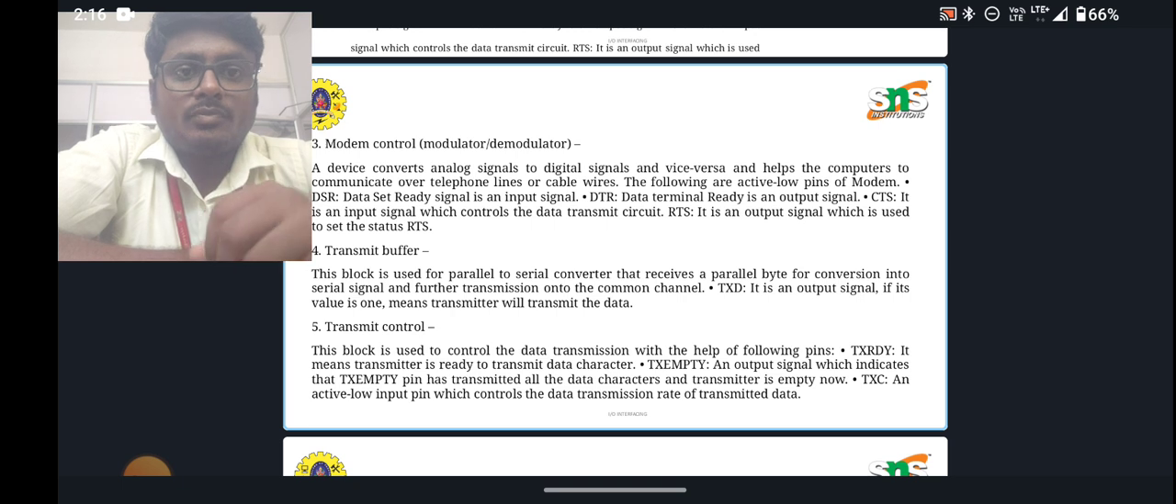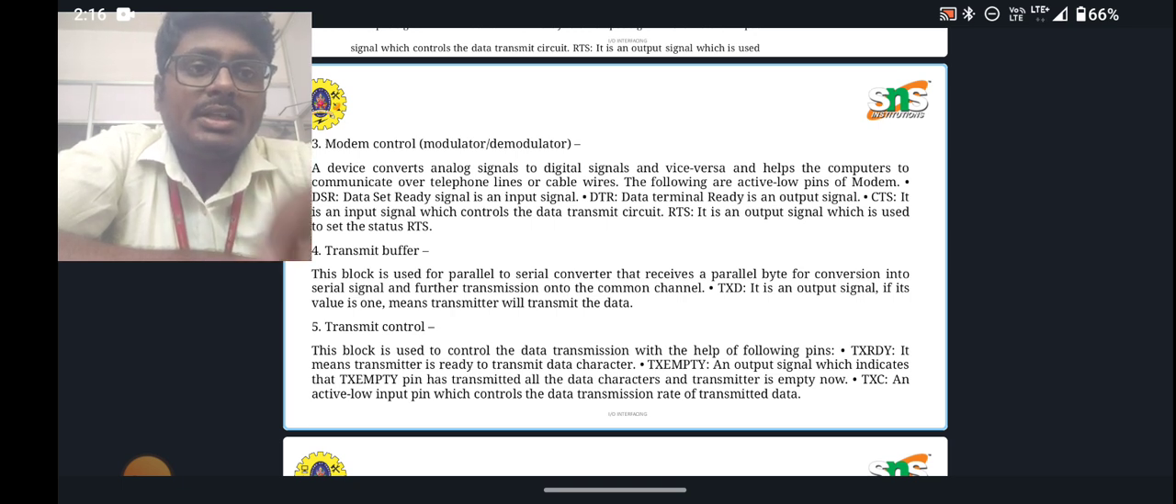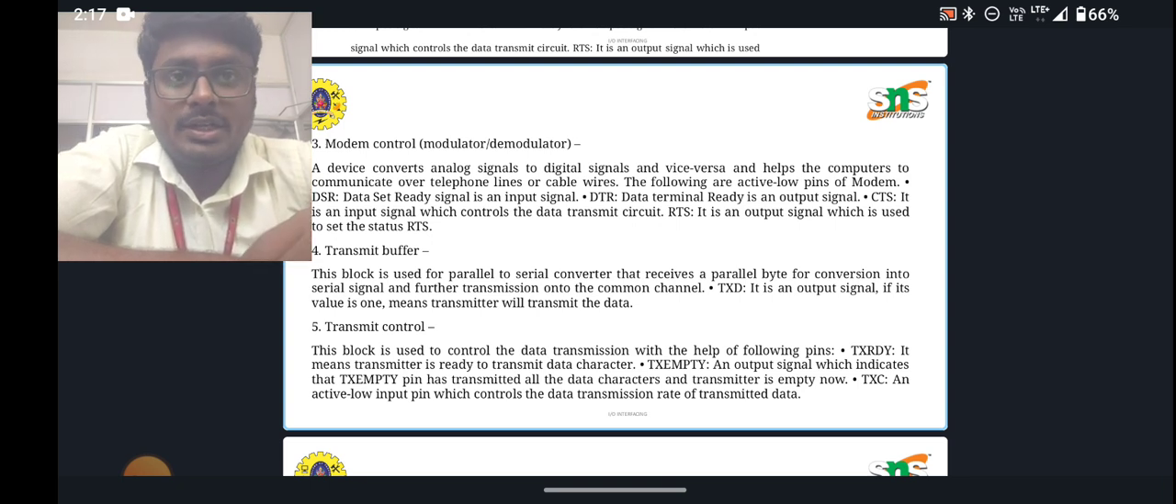Transmit buffer. This block is used as a parallel to serial converter that receives a parallel byte, converts it into a serial signal, and transmits it onto the common channel. TXD is an output signal. If its value is 1, the transmitter will transmit the data; if it is 0, it will not transmit the data.